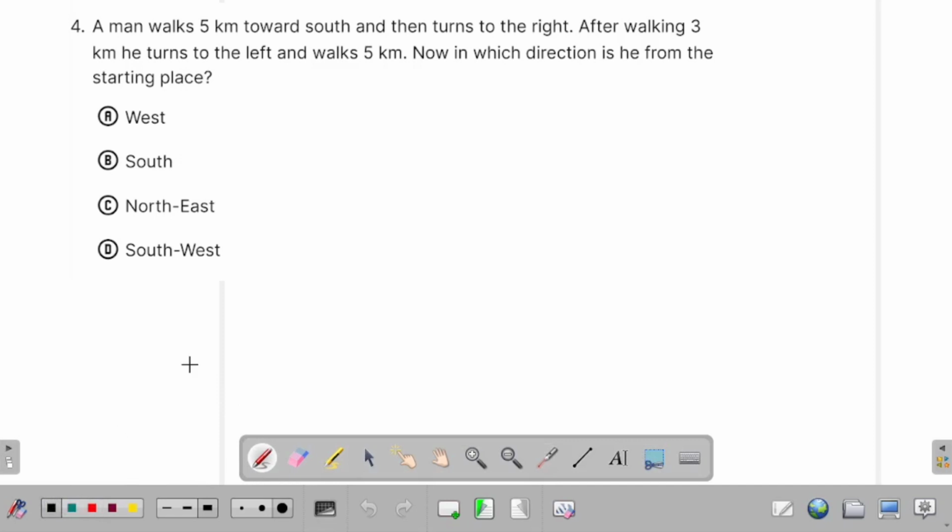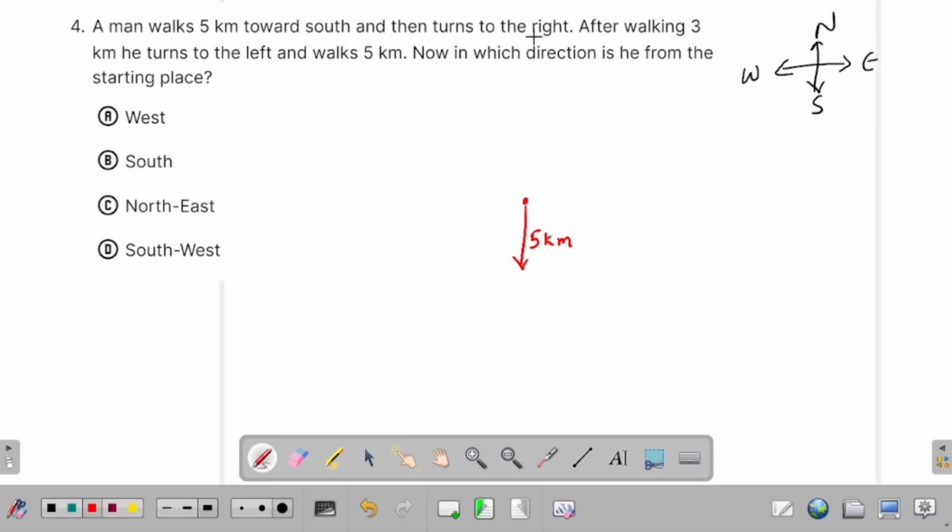We will start with this. While doing direction problems, to avoid confusion, we should draw east, west, north, south. It is a mandatory thing. So first, a man walked 5 kilometers toward the south. This is the starting position. This is the south direction. He walked 5 kilometers towards the south.